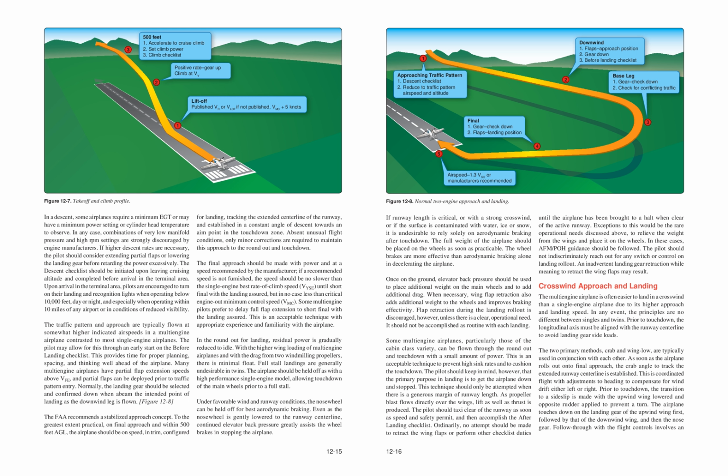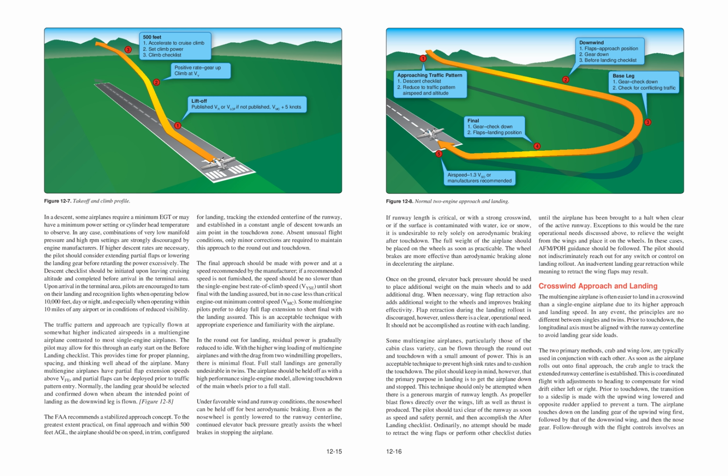Prior to touchdown, the longitudinal axis must be aligned with the runway centerline to avoid landing gear side loads. The two primary methods, crab and wing low, are typically used in conjunction with each other. As soon as the airplane rolls out onto final approach, the crab angle to track the extended runway centerline is established. This is coordinated flight with adjustments to heading to compensate for wind drift either left or right.